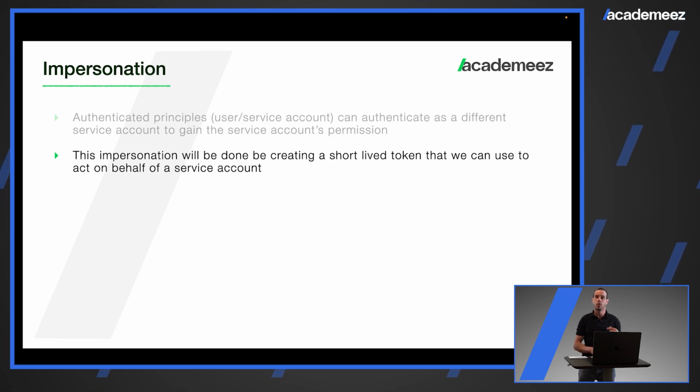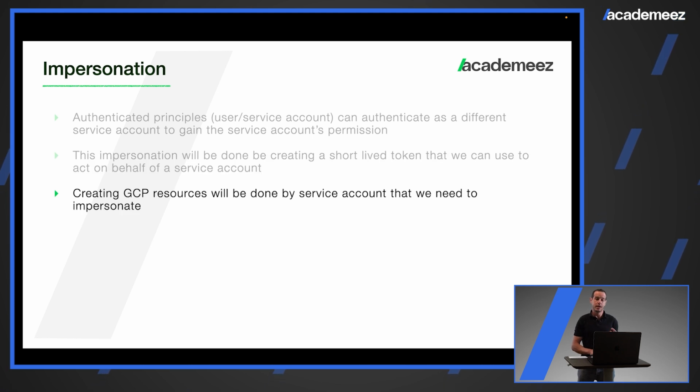This impersonation is going to be done by generating a short-lived token. This means that we don't have to rotate tokens. We are creating a short-lived token which expires very, very quickly, and it's much more secure than creating a long-lived token that we have to rotate. Creating GCP resources will be done by service accounts.